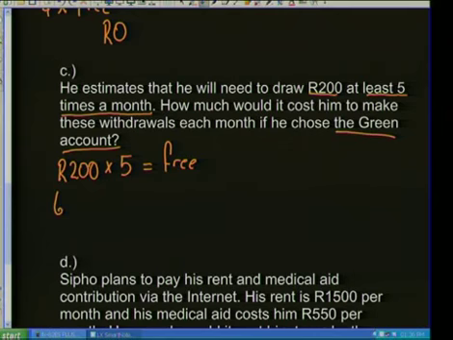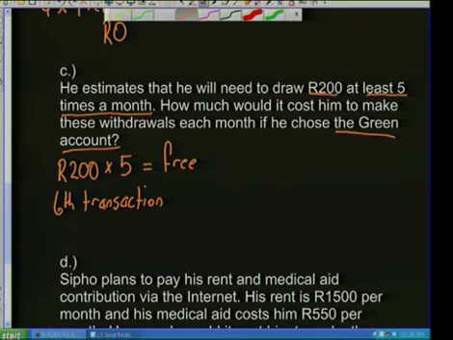But let's quickly discuss what happens if he withdraws that 200 Rand for a 6th time. Because the question said at least 5, I want to acknowledge that I understand the question and I know I'm paying from number 6. So for the 6th transaction, that's what I want to look at. How much does he pay for this one?